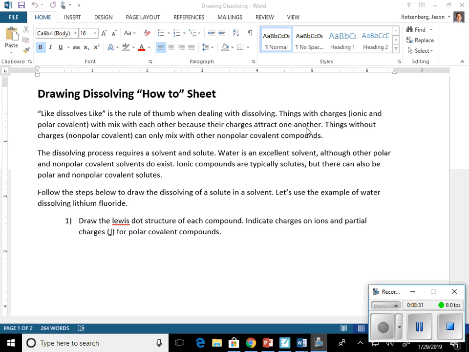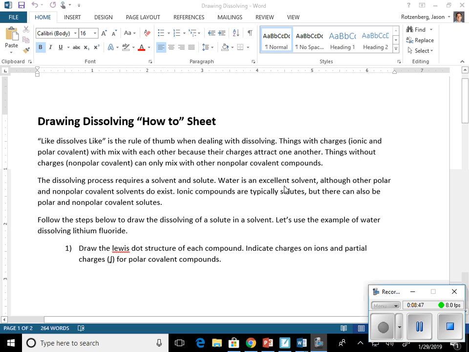Prior to this note sheet, I had you trying to fill in a sheet that was titled Solution Notes Introduction to Water. And one of the things that we wanted you to try to figure out was how are things able to mix. The second sentence really describes why that occurs. Things without charges, non-polar covalent, can only mix with other things without charges. Again, solute and solvent are brought up in the second paragraph.